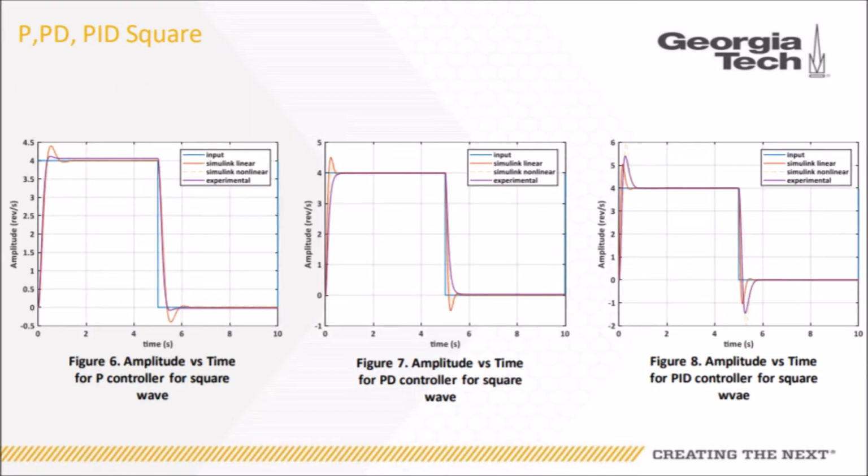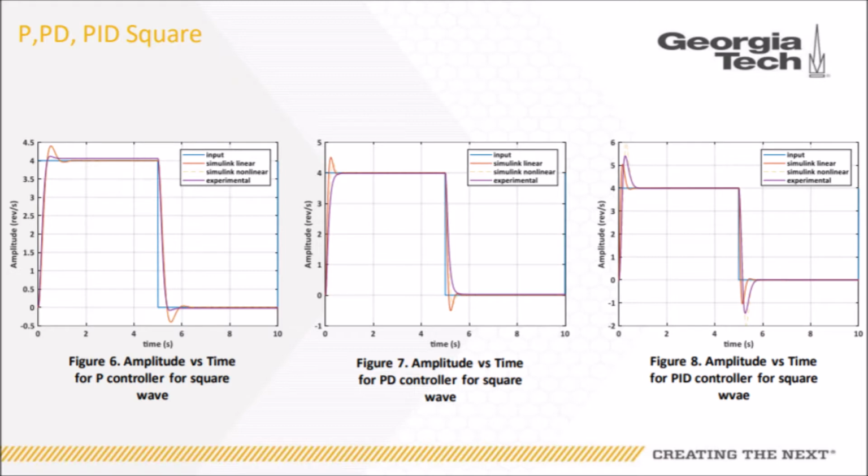Figures 6, 7, and 8 show the P, PD, and PID controllers for the square wave. The experimental model for all of them takes longer to reach the input value. Also, it takes longer to reach the steady state as a result. This is expected because the inductance and friction within the system are not accounted for in the theoretical model. Also, the motor with the weight is not totally balanced, which may also affect the result.